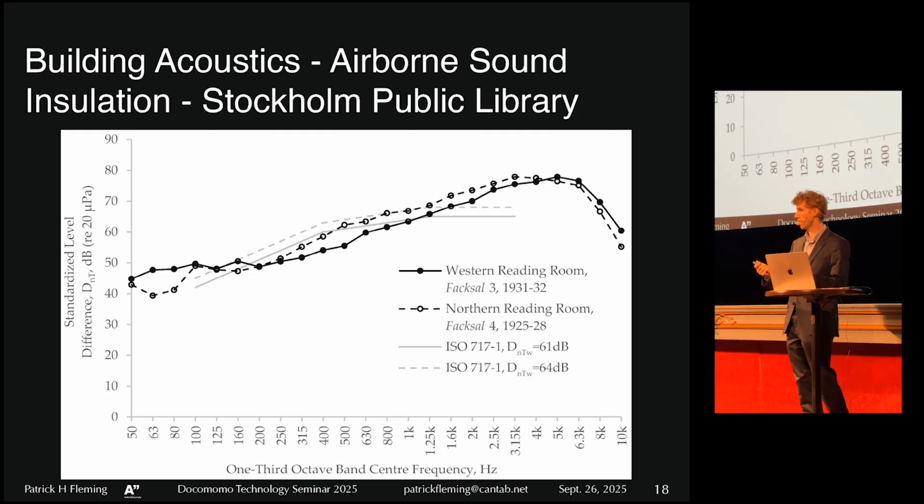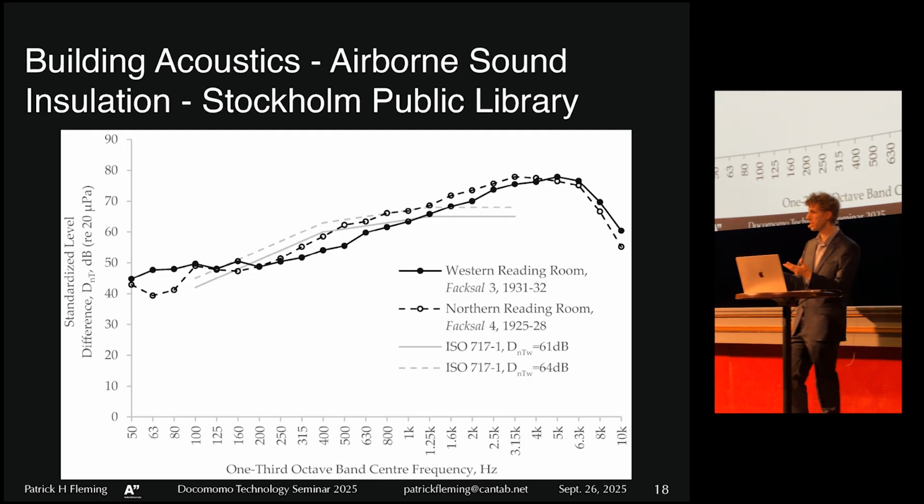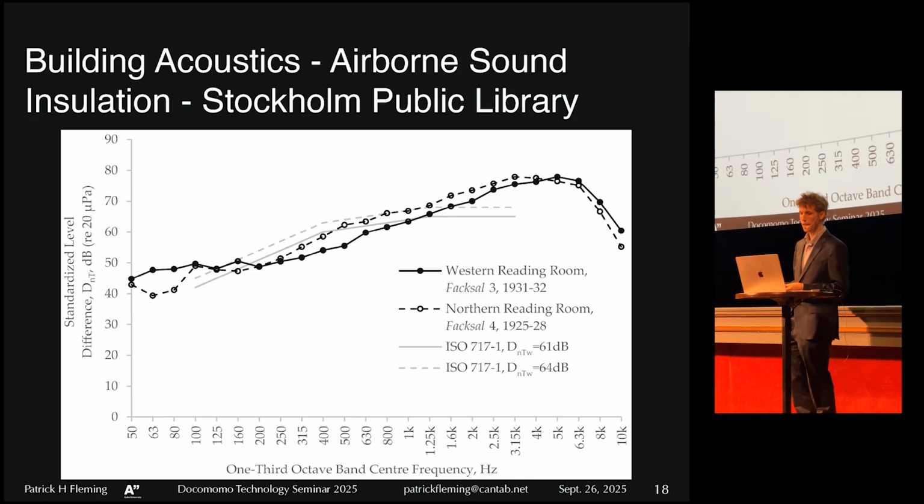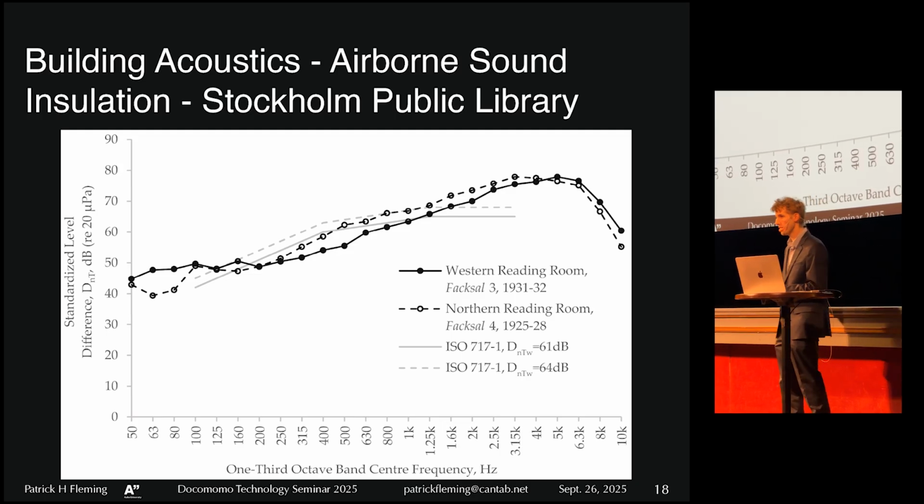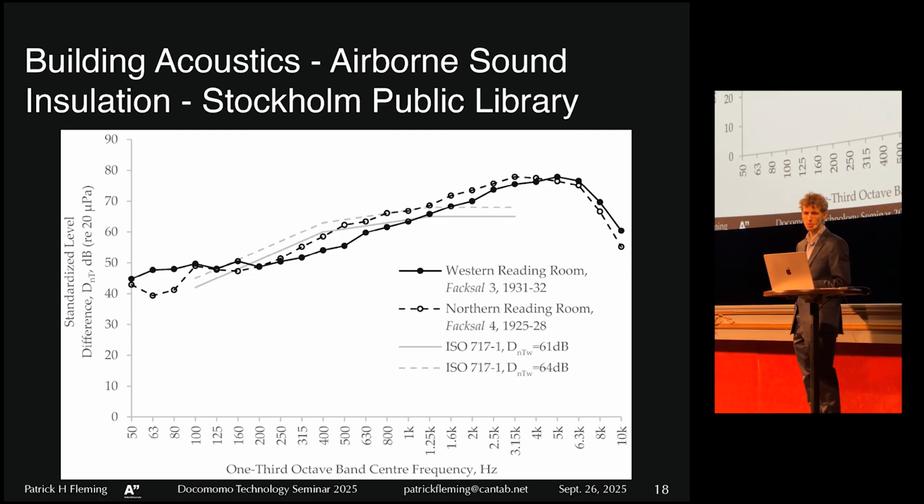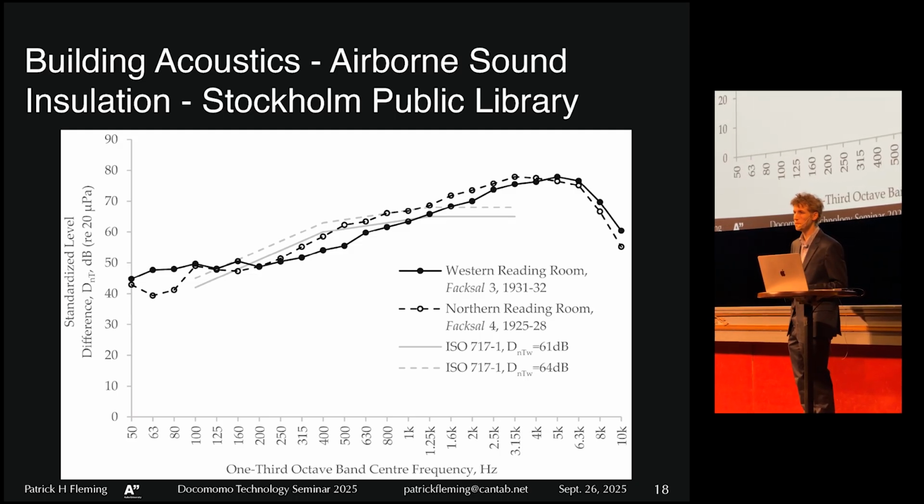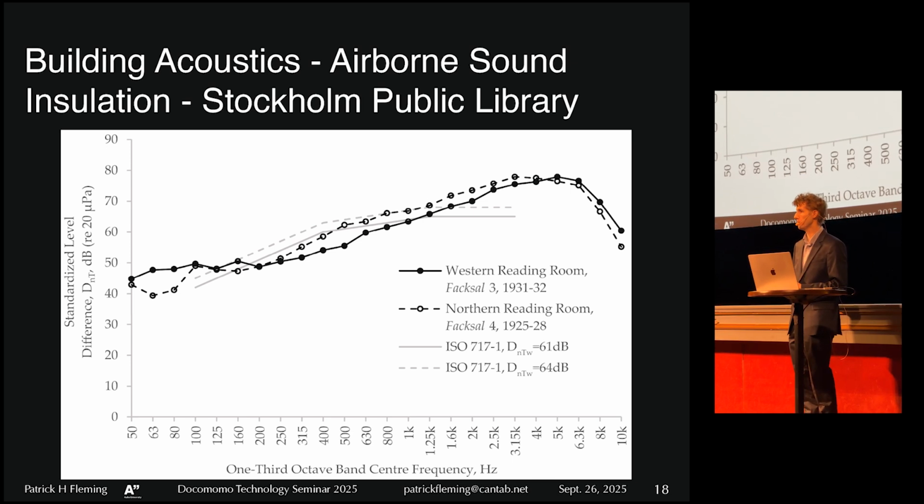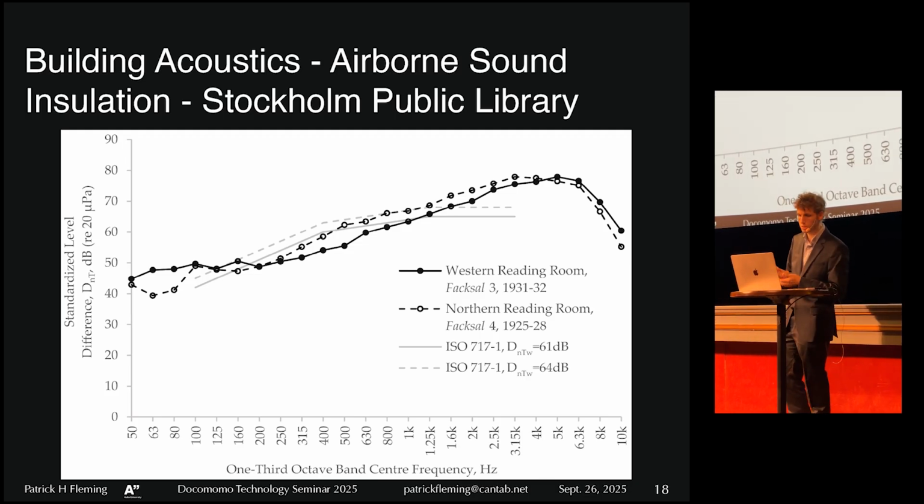So we can assess what's called the airborne sound insulation. So if people were talking in the offices or they had loud music or something, how would that sound transmit to the reading rooms? And in both cases, the 1928 and 1932 parts of the library perform very similarly. And if we compare them to contemporary construction and standards, they achieve a normal level of performance, which is quite adequate.